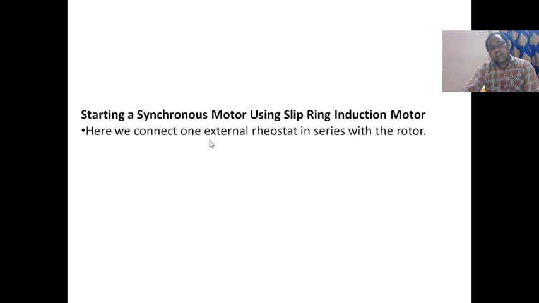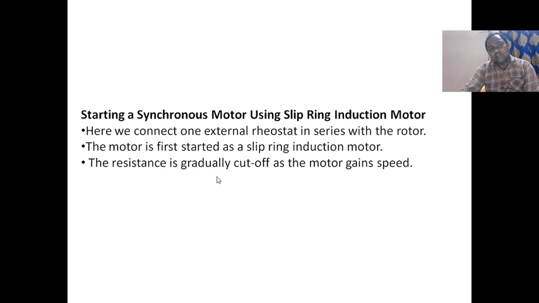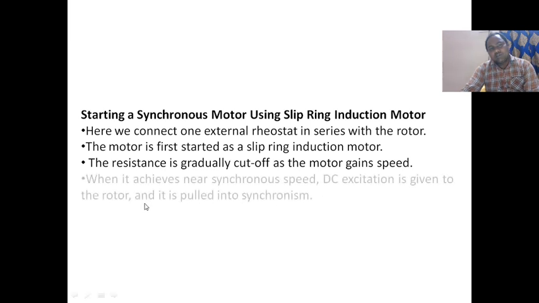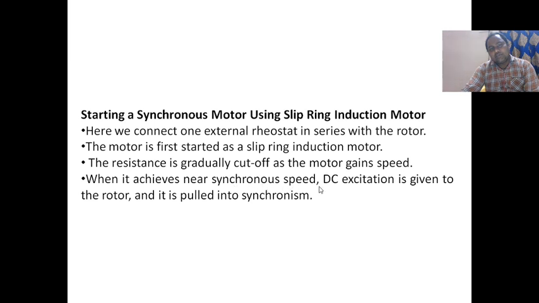Next, starting of a synchronous motor using a slip ring induction motor. Here we connect an external rheostat in series with the rotor. The motor is first started as a slip ring induction motor. The resistance is gradually cut off as the motor gains speed. When it achieves near synchronous speed, DC excitation is given to the rotor and it is pulled into synchronism. Then it starts rotating as a synchronous motor.